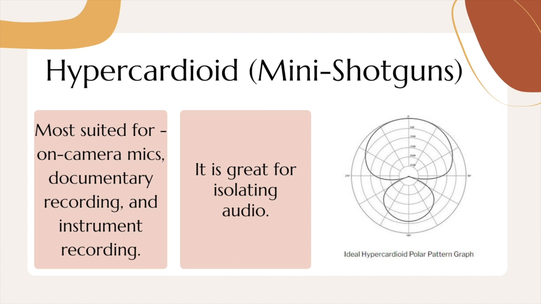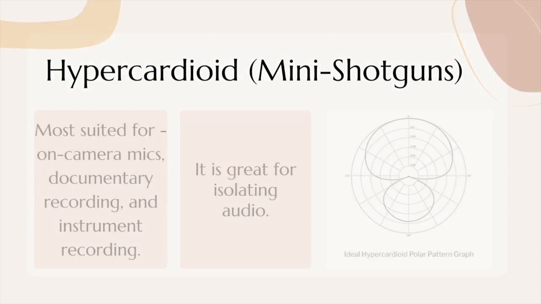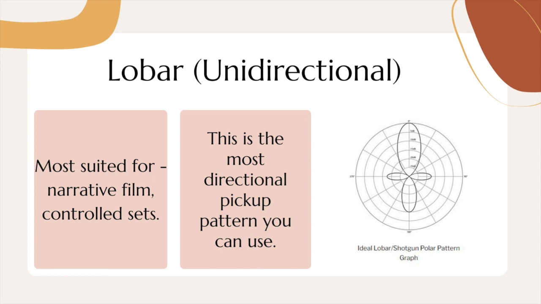So you would have noticed in the graph, if you look at it very carefully, the lower end of the marking is quite narrow for supercardioid. So that is where the difference lies. The amount of noise or sound that is picked up from the opposite direction is the main difference between these two models. Okay, the next and final type of pickup pattern here is lobar, or the unidirectional microphone. This is perfect for narrative film or controlled sets. While there is technically no such thing as a true unidirectional mic, a lobar pattern is the most directional pickup pattern that can be used.